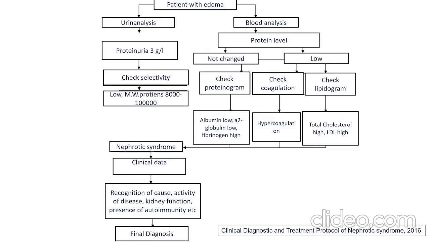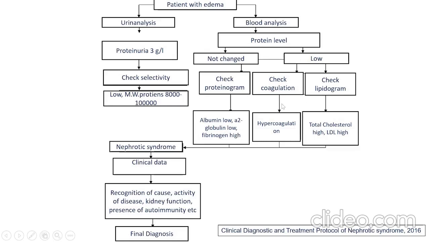Which type is worse, low or high selectivity? Low selectivity is worst because in this case many proteins are lost independently of molecular weight. If we find low selectivity, this is bad, and we move to the next analysis, blood analysis. We check the protein level. It may be not changed, but usually it is low. Then we check the proteinogram, in which we can detect albumin level is low, globulin level is low, and fibrinogen level is high.